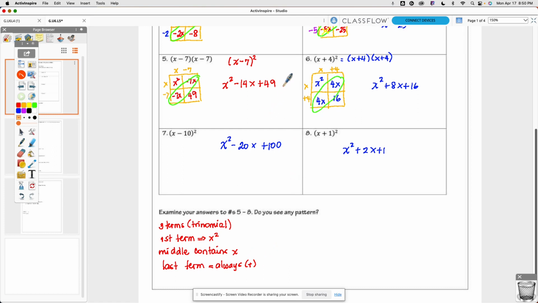And how do we get the 49 here? To get the 49, we multiply 7 times 7. So in other words, this 49 here is equal to 7 squared. This 16 is equal to 4 squared. 100 is equal to 10 squared. And 1 is equal to 1 squared. So the last term is always positive, and to get the last term, you square the constant in your binomial.